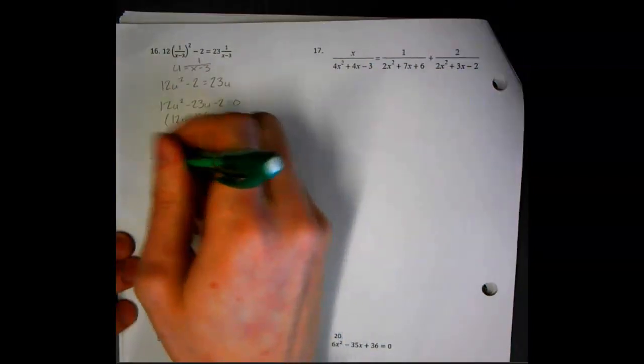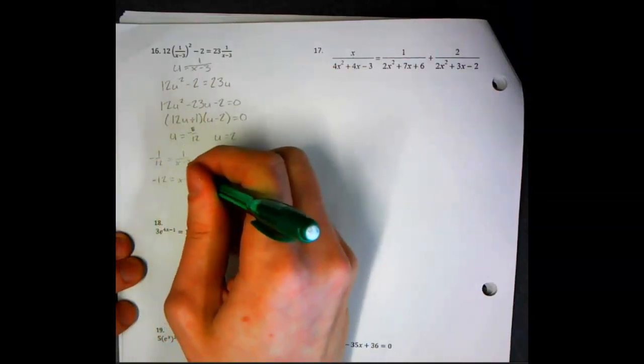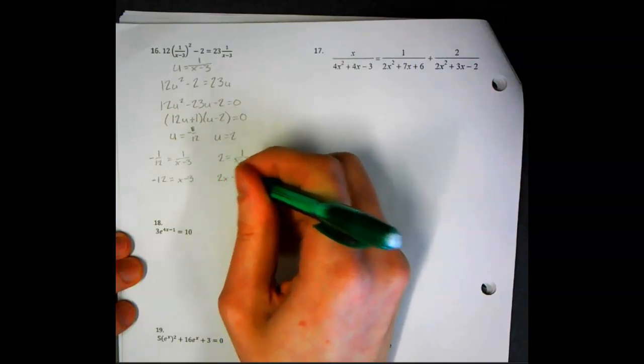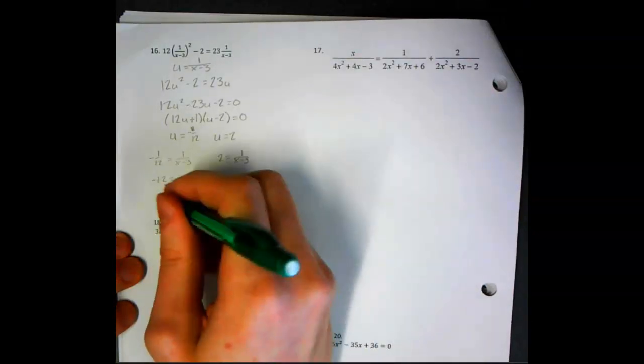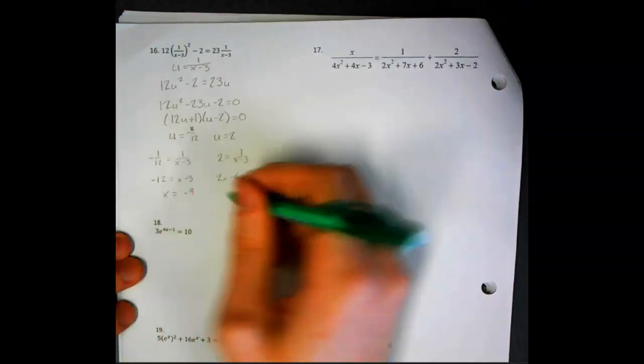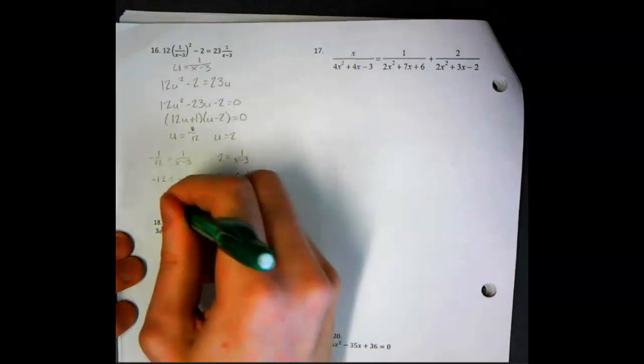Now you'll be able to cross multiply. So I'm going to have negative 12 equals x minus 3, and 2x minus 6 equals 1. So x is going to equal either negative 9 or it's going to equal 7/2.